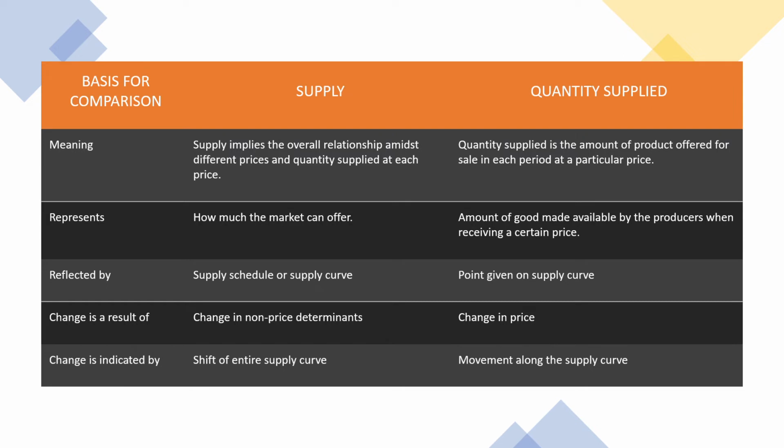So supply represents how much the market can offer. The quantity supplied is the amount of goods made available by the producer when receiving a certain price. So the net income summary is isolated to the income summary account, and the step three is to close the income summary to retained earnings.